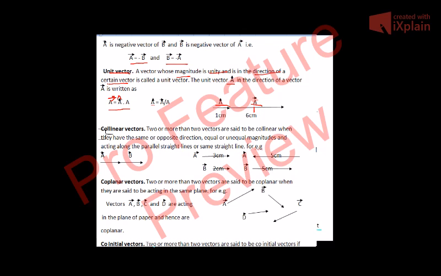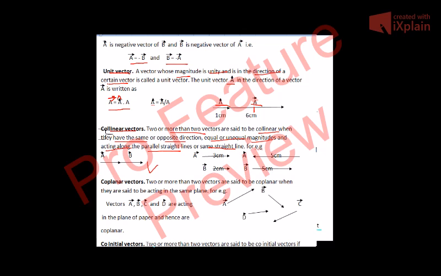Collinear vectors. Two or more vectors are said to be collinear when they have the same or opposite direction, equal or unequal magnitudes, and act along parallel straight lines or the same straight line. For example, you can see two vectors A and B acting along the same straight line. So they are collinear vectors.